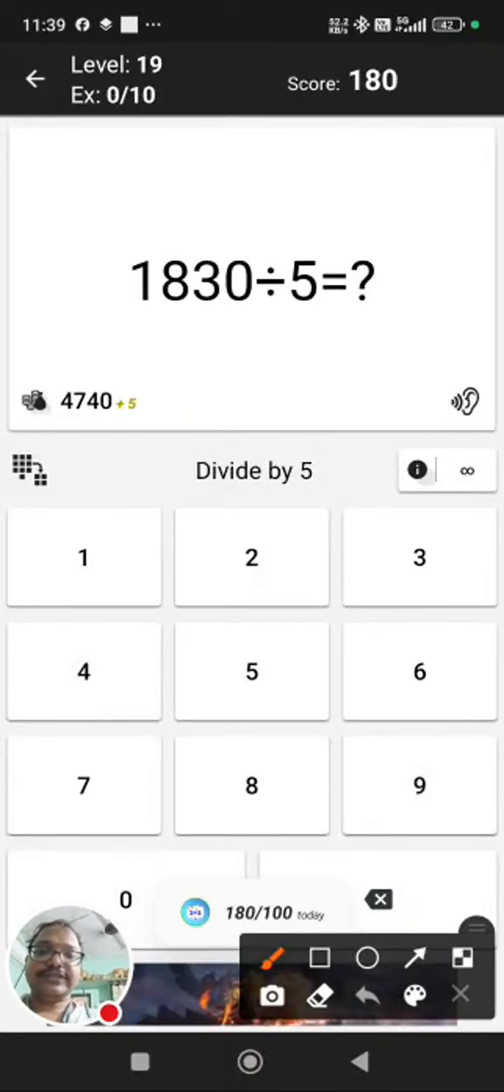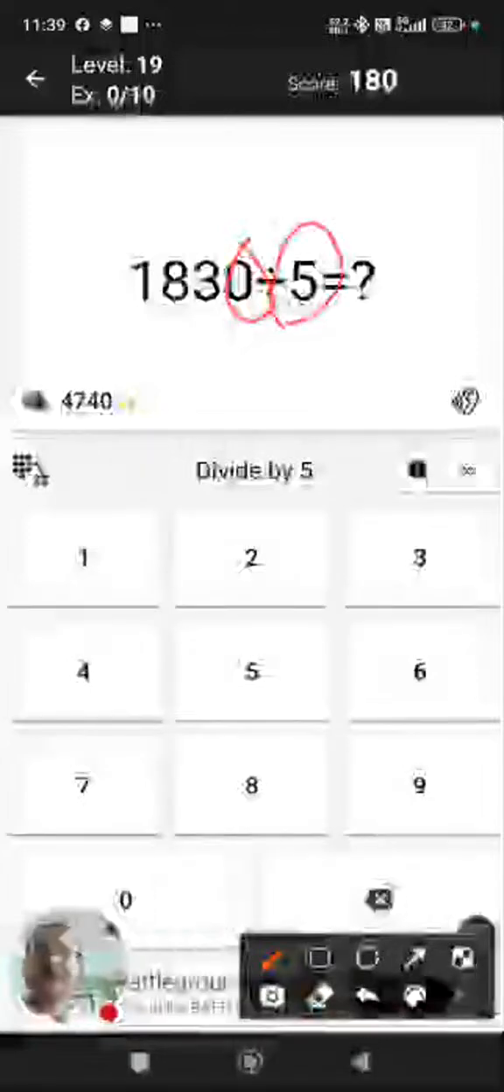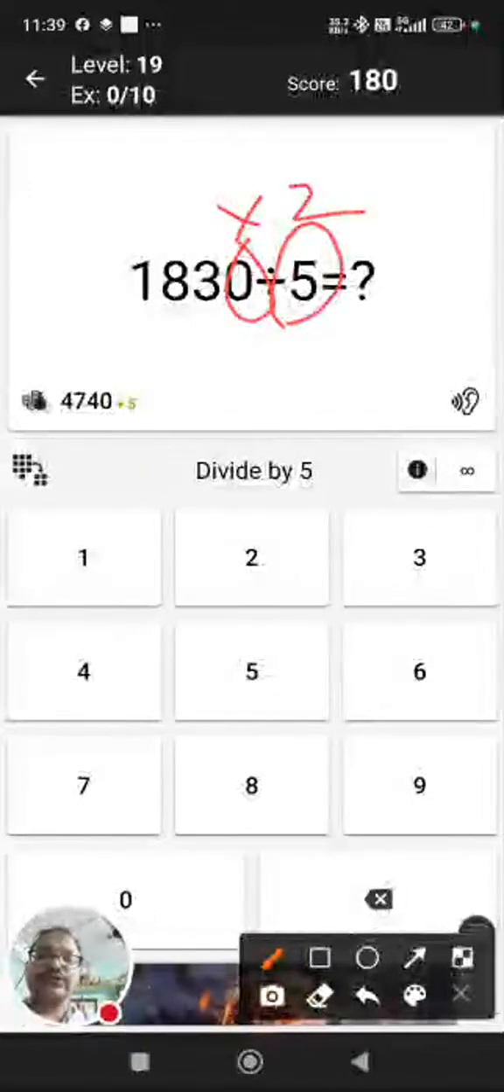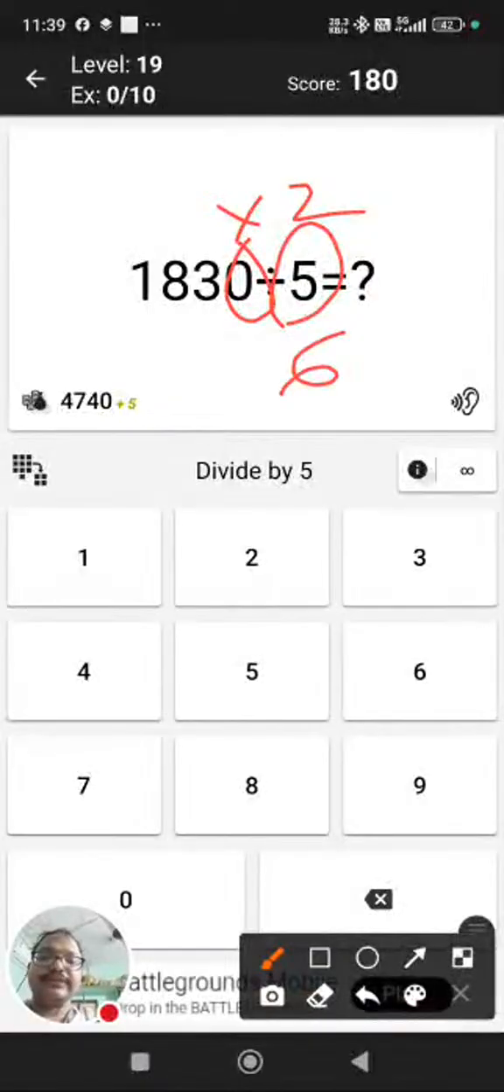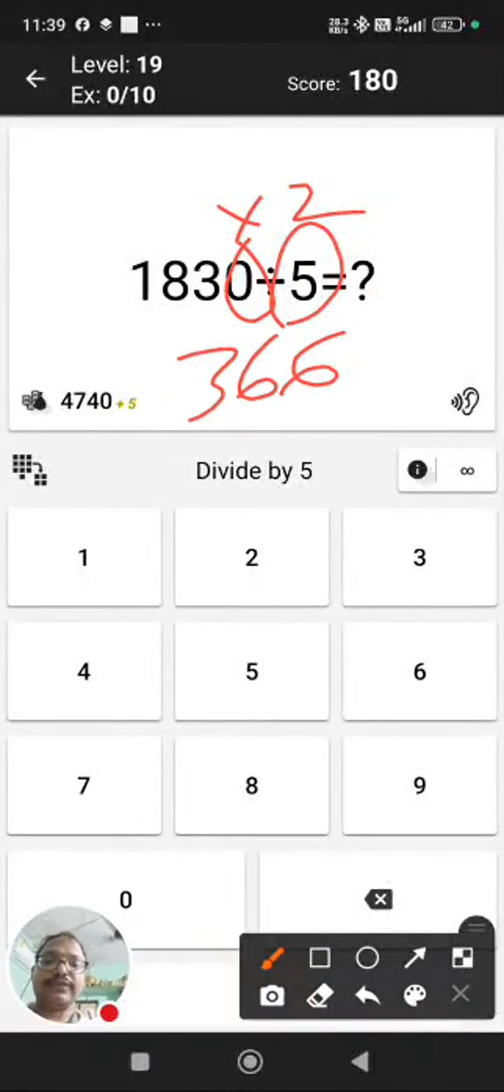Here we see 0 divided by 5 which will be into 2 times. So 183 into 2 times which will be 6 and 36. 366 is the answer.